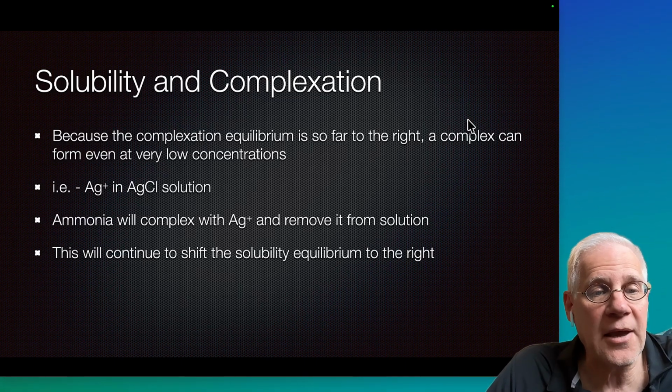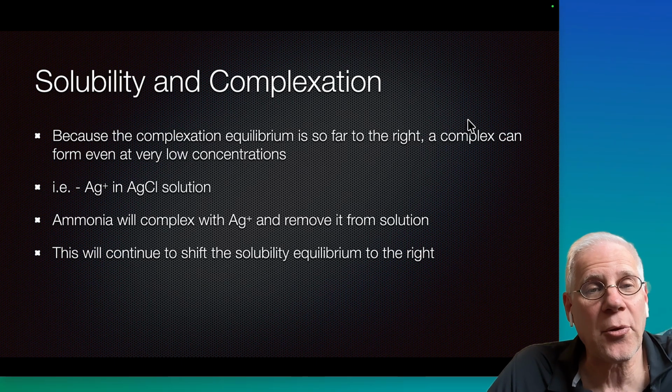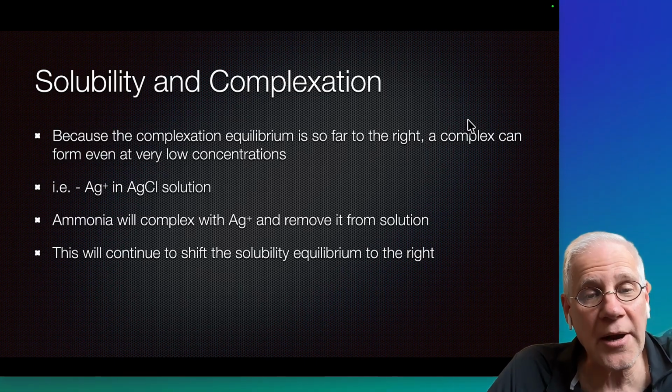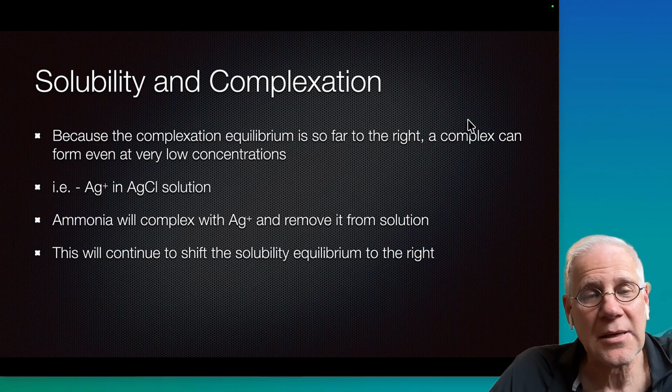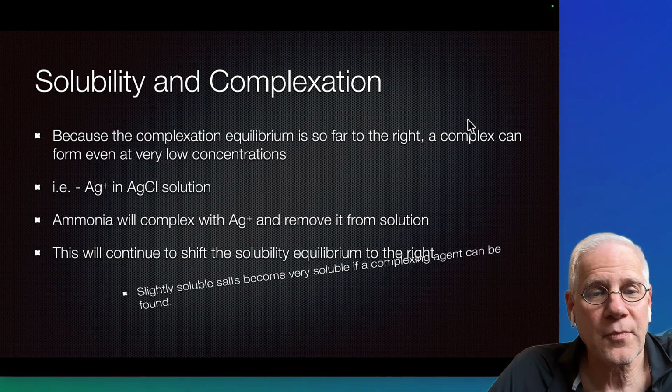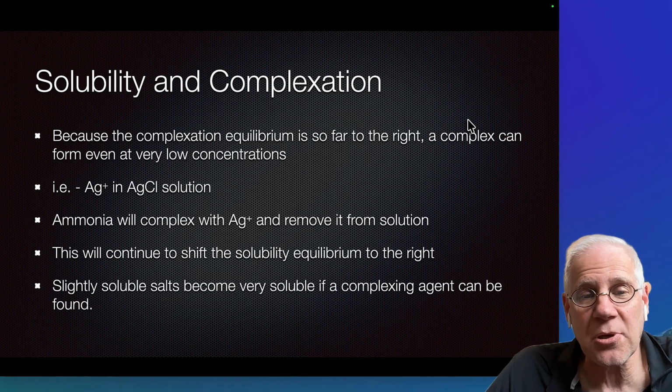value for the KSP. And what this does is it tells the KSP equation, the solid, that there's not enough silver in solution anymore, and so it has to keep dissolving more of that silver chloride in order to meet the silver ion concentration. As long as ammonia continues to complex it, it'll continue to dissolve the silver chloride. And so slightly soluble salts can become very soluble if you can find an appropriate complexing agent.